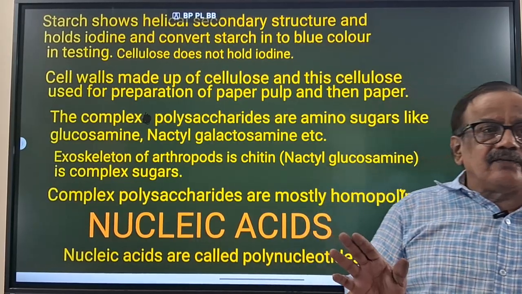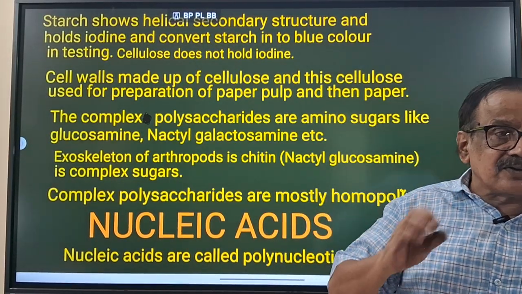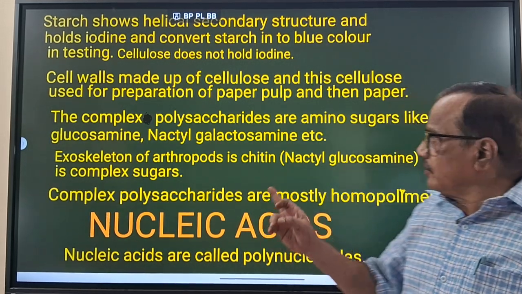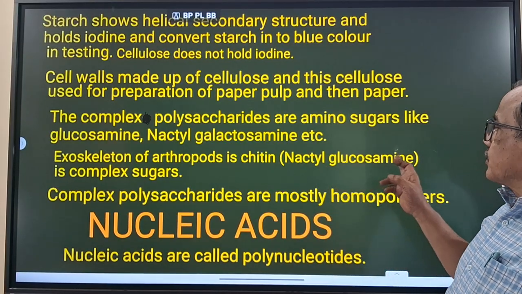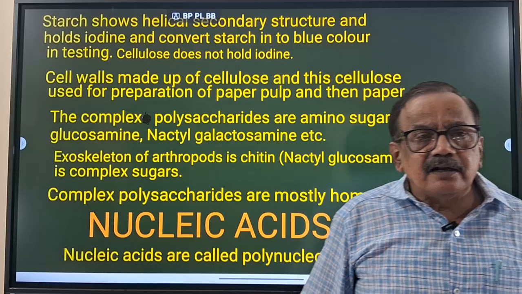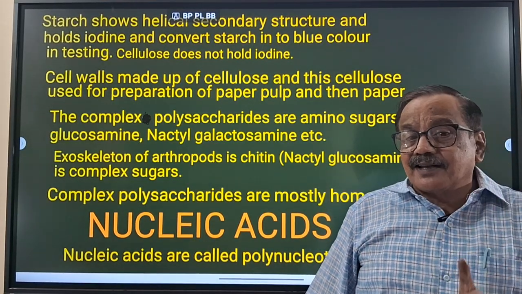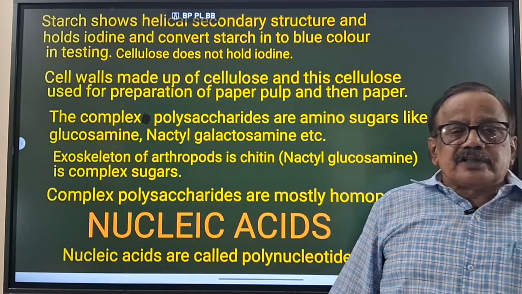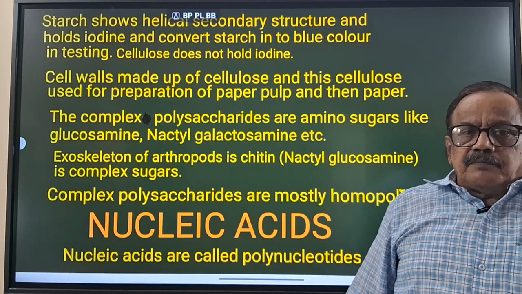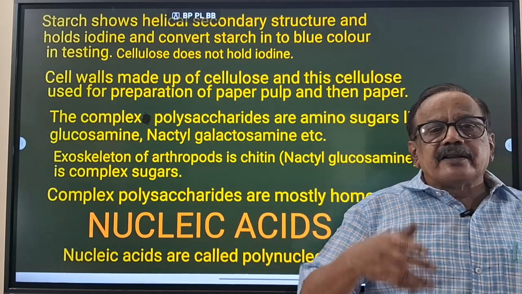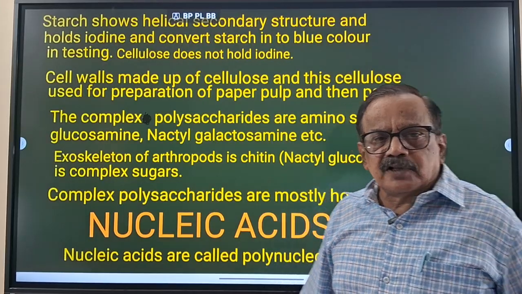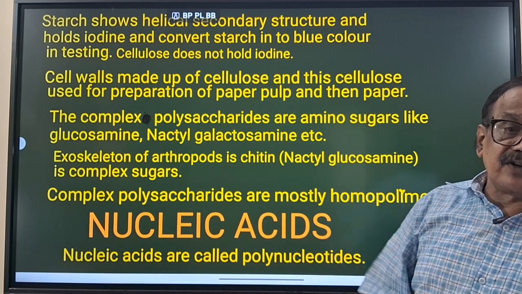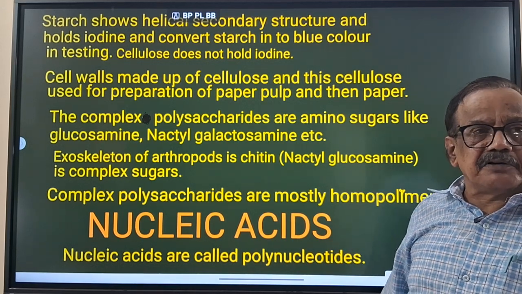But he has not given that chitin contains a complex amino sugar. Just for information, I am telling you, this is N-acetyl glucosamine, not galactosamine. N-acetyl glucosamine is present in chitin, which is present in the exoskeleton of arthropods and also in fungi. Remember the point. It is not given there, but he has given it clearly in biological classification: chitinous cell wall is present in fungi.